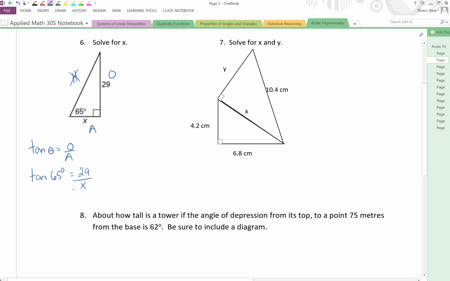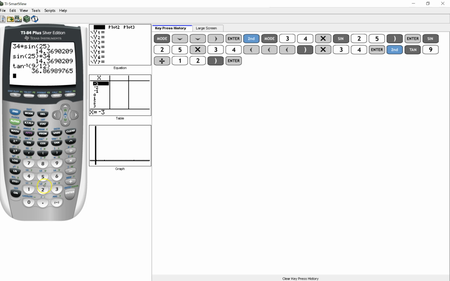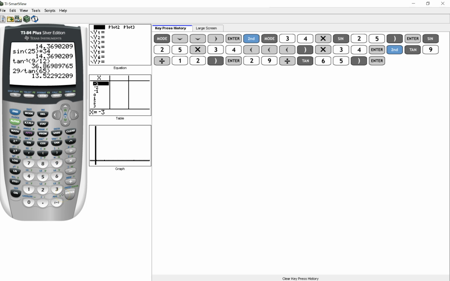In order to get x by itself, I'm going to do some cross multiplication, and this goes up and this goes down. So I've got that x is equal to 29 divided by tan of 65 degrees. Plugging that in, 29 divided by tan of 65, we get an answer of 13.52.